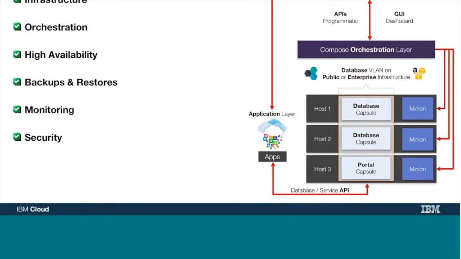It's what is managed. Managed is a word that gets thrown around a lot within particular cloud ecosystems, and it has lost a lot of its power just because it does get used so much. So we like to tell you explicitly what is managed. We manage infrastructure, orchestration, high availability, backups, restores, monitoring, and security.